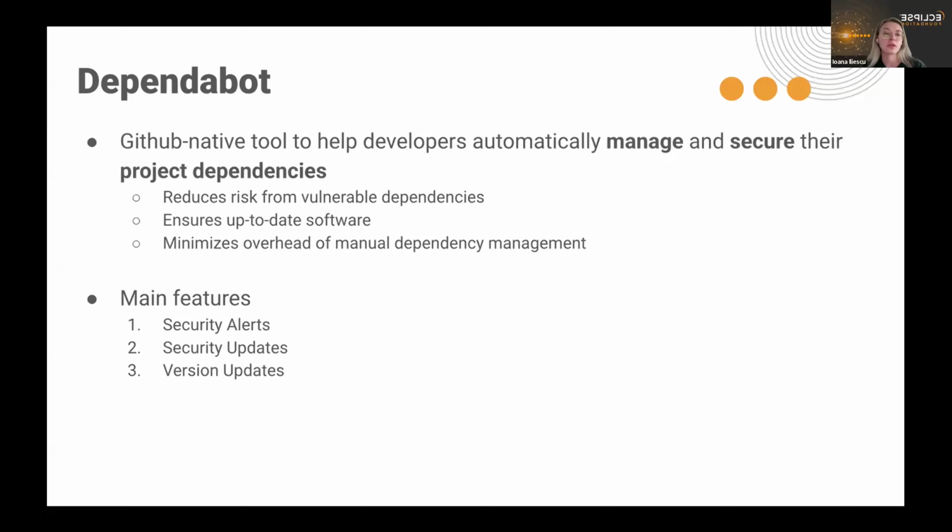First of all, it's a very popular tool. It's a GitHub native tool that basically helps developers automatically manage and also secure their project dependencies. So it helps you reduce the risk associated with these vulnerable dependencies, and also it helps minimize the overhead, so the time spent doing these manual operations instead. And Dependabot is a fairly complex tool, so we want to kind of lower the entry bar to understand and start using it. So we're going to be talking about three main features, such as security alerts, security updates, and version updates.